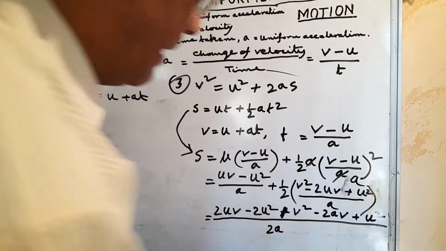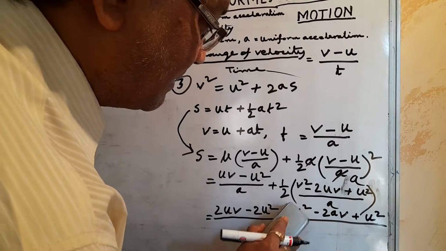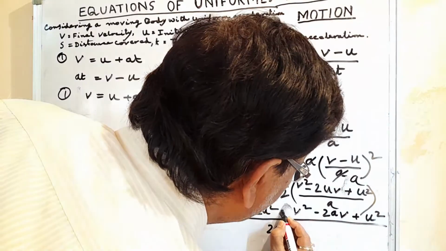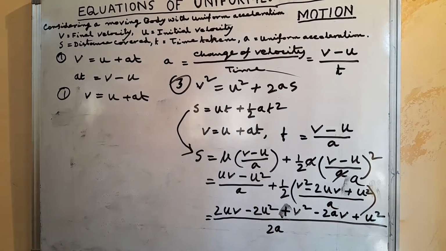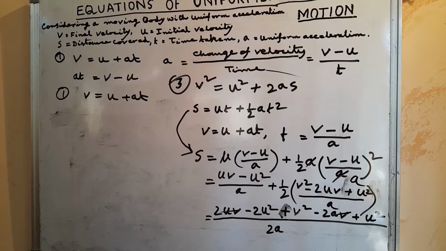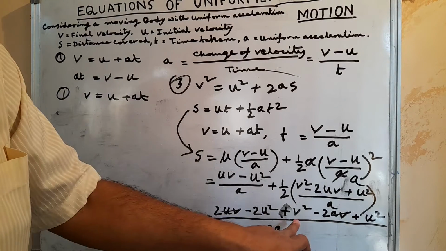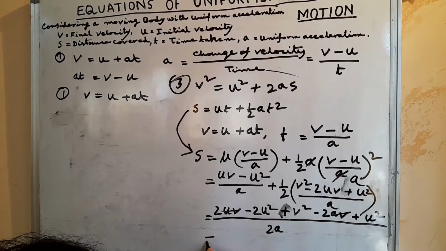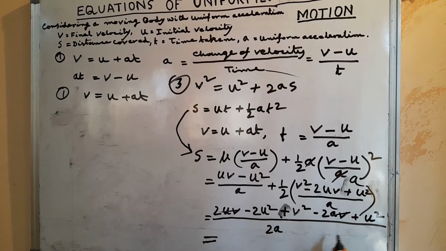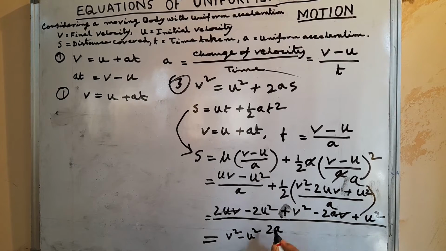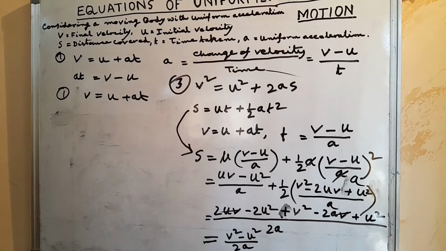This will be the plus v square minus 2uv. Again 2uv and 2uv will be cancelled. The only remaining part is 2s equal to v square minus u square divided by twice a. So this is the equation, twice a.